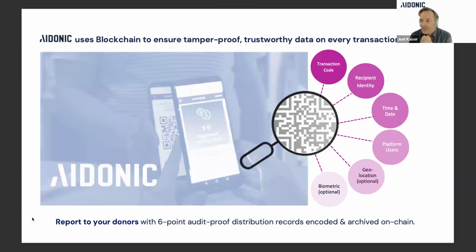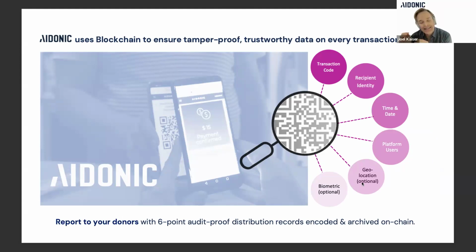Now, why is that important? Because that transaction at the last mile is crucial to the reporting of that transaction. So here we have all of the different data points that we're collecting. All of those are crucial to the reporting.